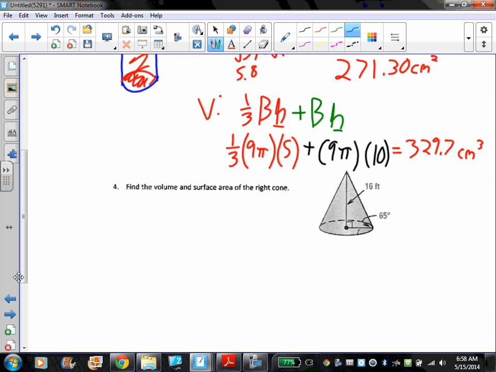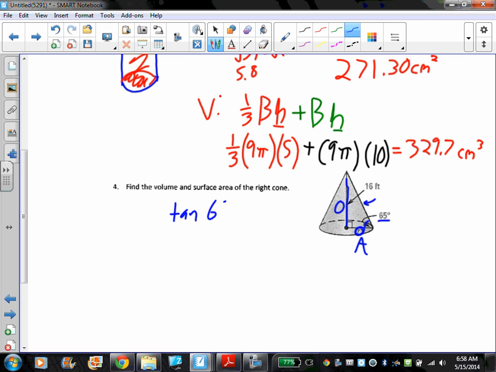Here, you'll notice that we're given this angle. We don't know the radius yet, but we know the height. What we'll want to do is use trig to figure out the radius, and then once we have the radius, we'd be able to find the slant height by using the Pythagorean theorem. So the setup that we would have here is, right now we're looking for the radius. From this angle, that's the adjacent side. Here's our opposite side. Adjacent and opposite means we're going to use tangent.